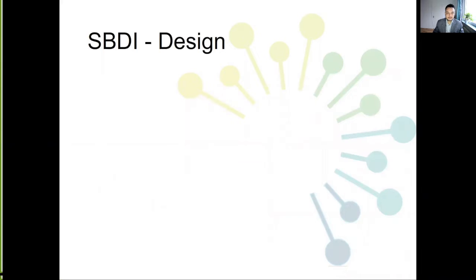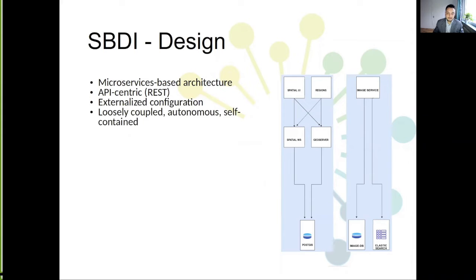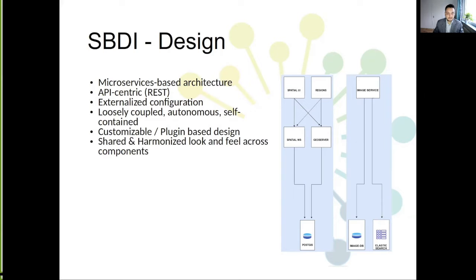When it comes to design of the infrastructure, it follows a microservices-based architecture. The different components are API-centric and have externalized configurations. They are loosely coupled, autonomous, and self-contained. They are highly customizable and have a plugin-based design. The different components have a shared styling and so have a harmonized look and feel across them.